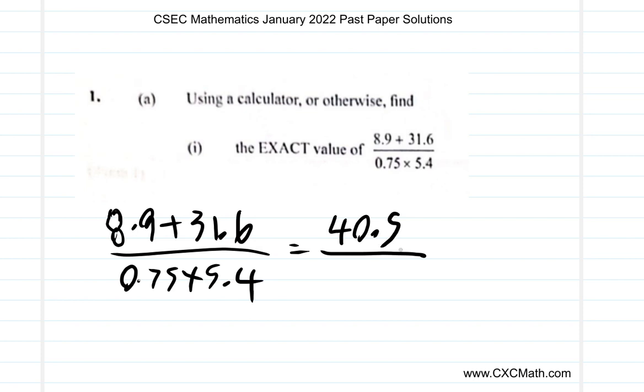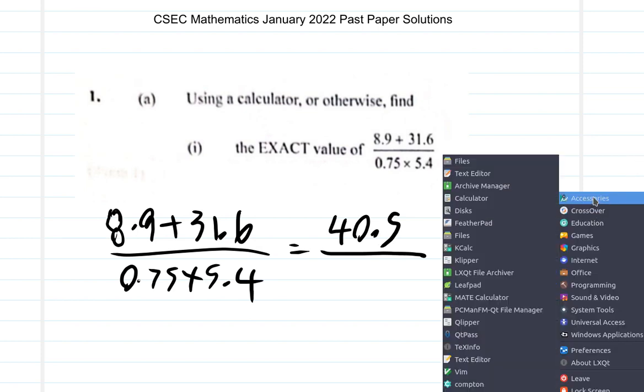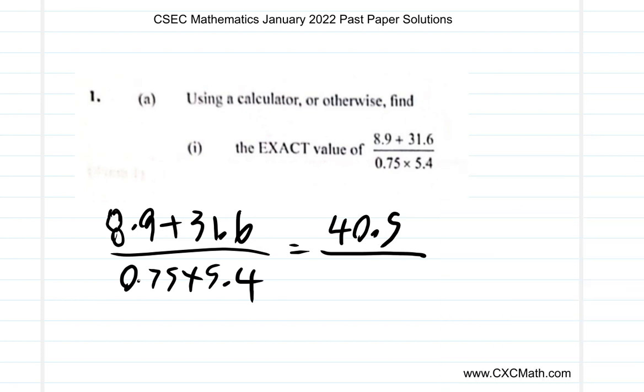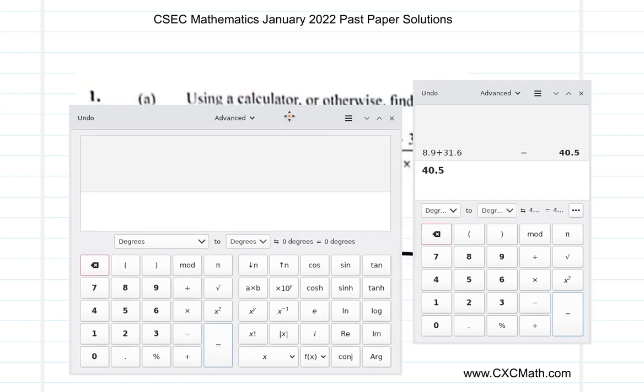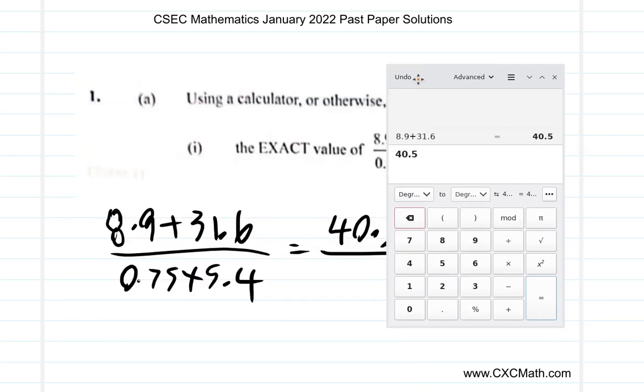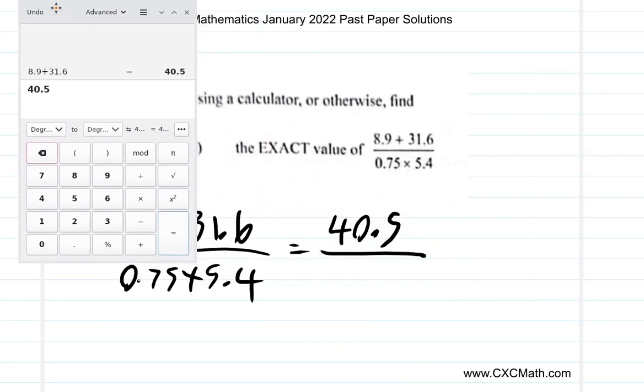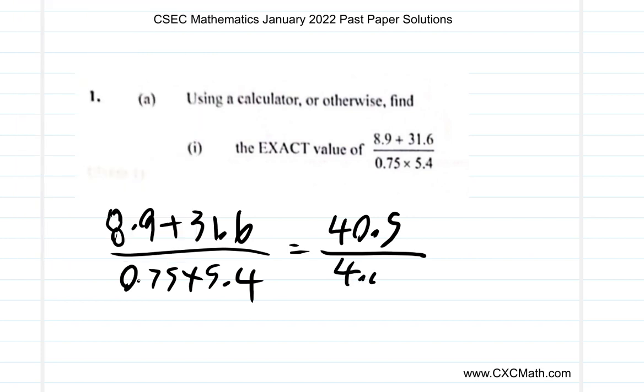40.5 divided by, calculator again, 0.75 times 5.4 equals 4.05. So we have 4.05.